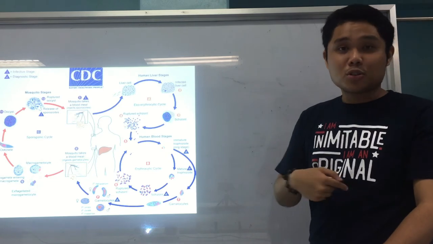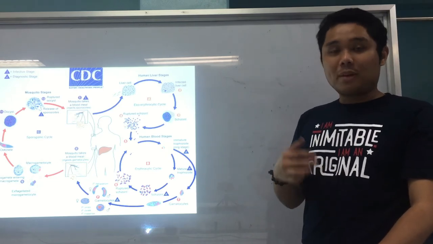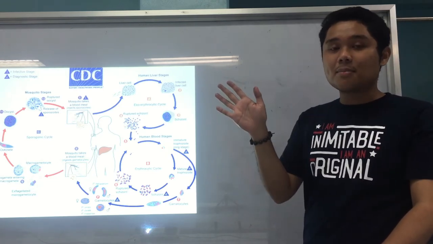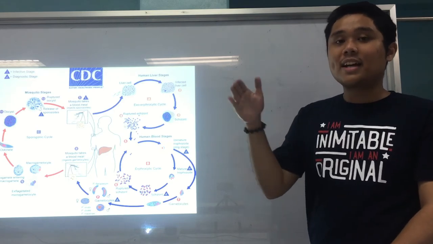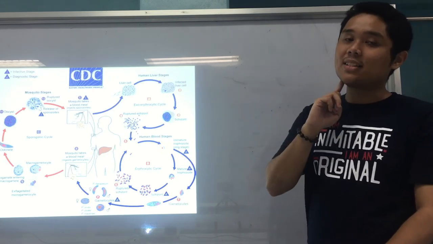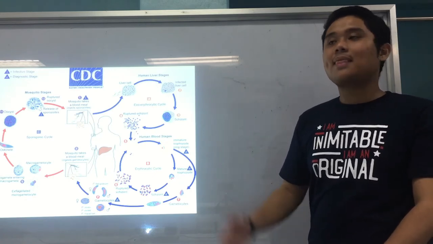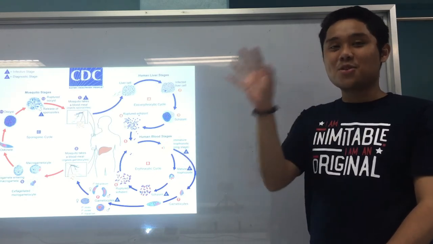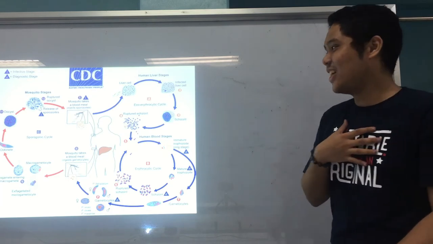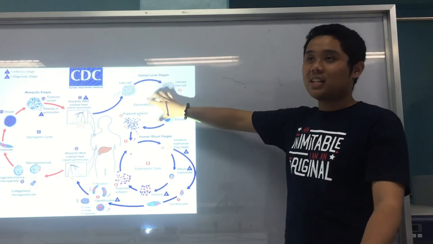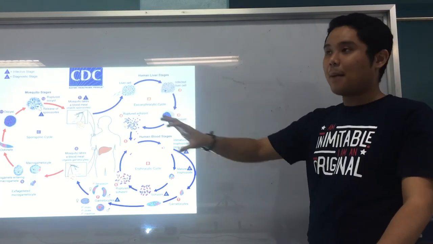And once the sporozoites inside the oocysts are mature enough, they are released into the system of the mosquitoes. The sporozoites then travel into the salivary glands of the mosquitoes, ready again to infect another person, and the life cycle goes on. So again, the exoerythrocytic cycle, meaning outside of RBCs, happens in the liver.